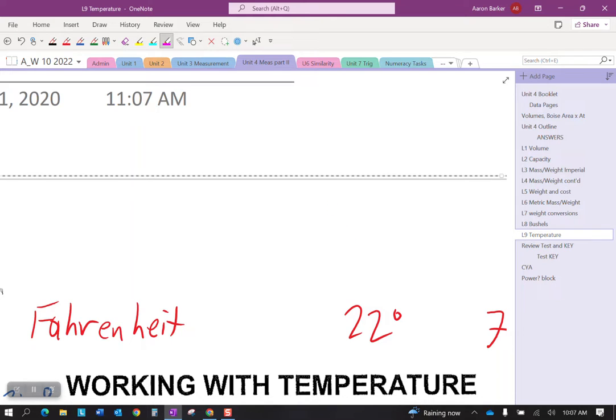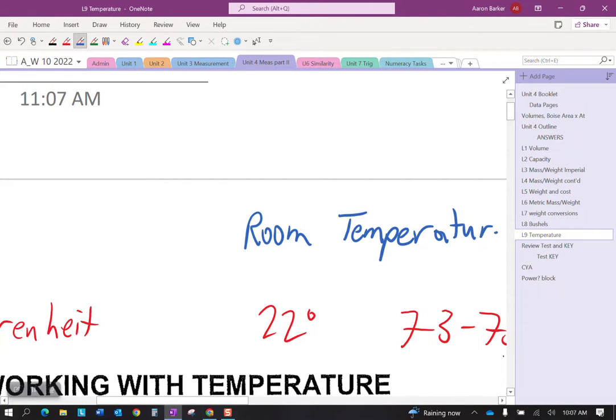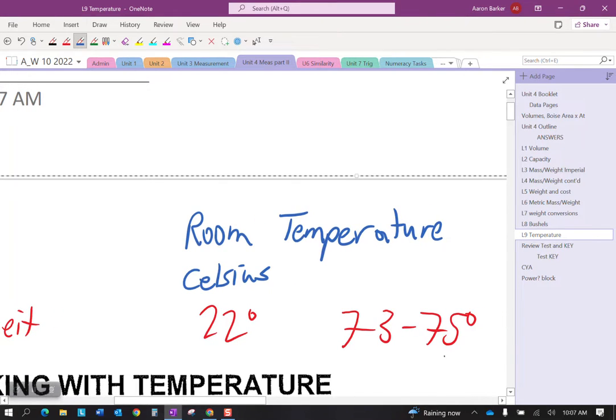In Celsius, room temperature is what they strive for this classroom to be. Were you guys in the hot classroom? It's 26 degrees in here. Normally room temperature in Celsius is 22 degrees. But you go down to the States and you have to be careful. If you buy some thermometers, you'll find that it's in Fahrenheit. I believe room temperature in Fahrenheit is between 73 and 75, or like 74 degrees, something like that.